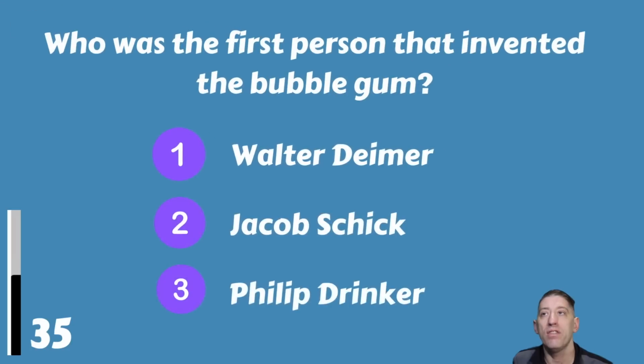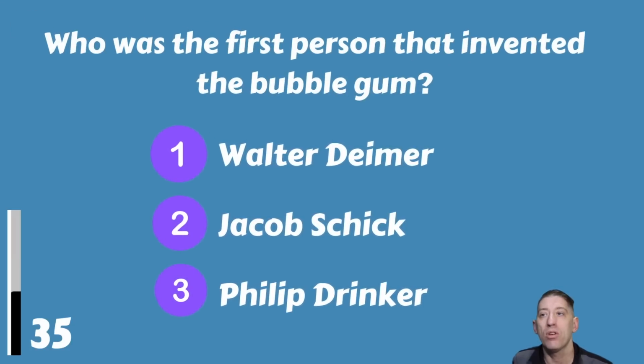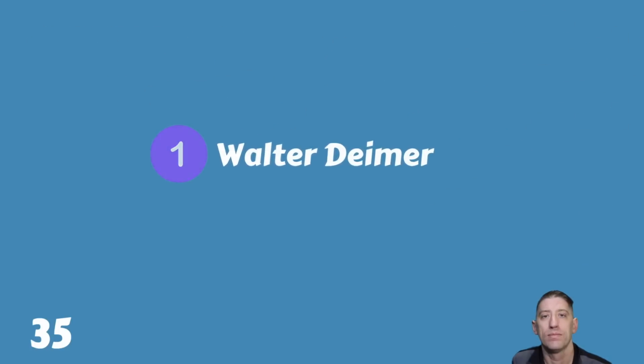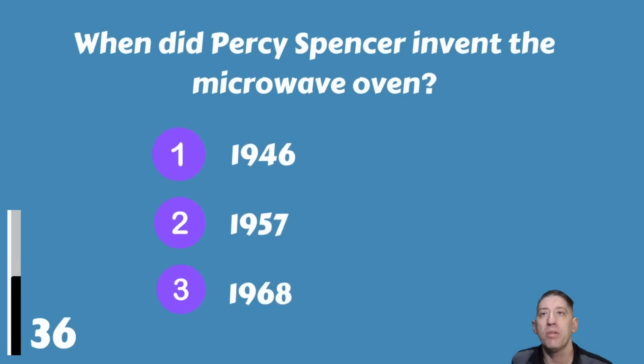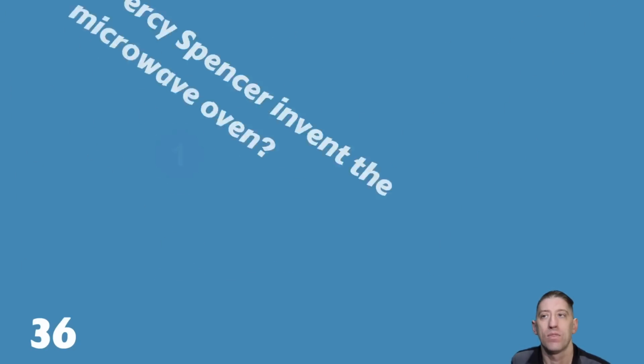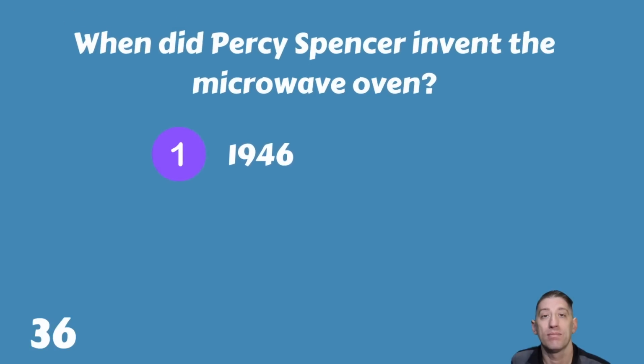Who was the first person that invented the bubble gum? Walter Dimer, Jacob Schick, or Philip Drinker? Walter Dimer. When did Percy Spencer invent the microwave oven? 1946, 1957, or 1968? 1946.